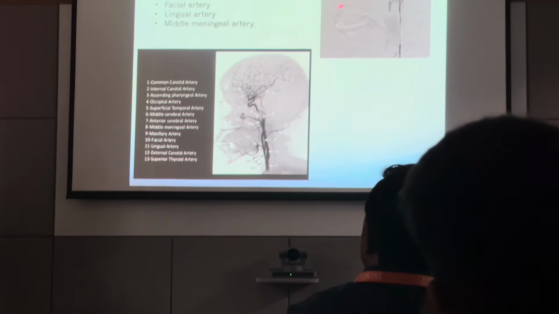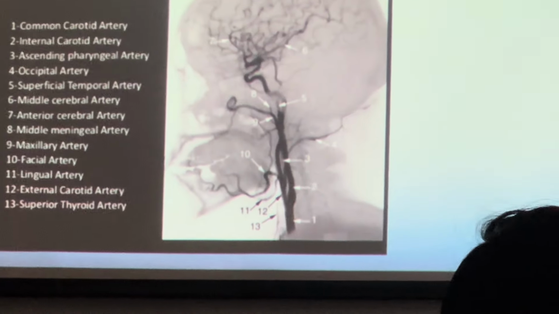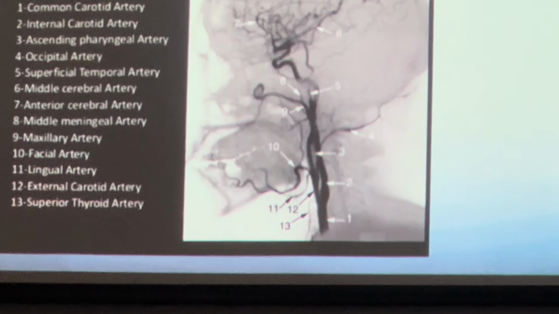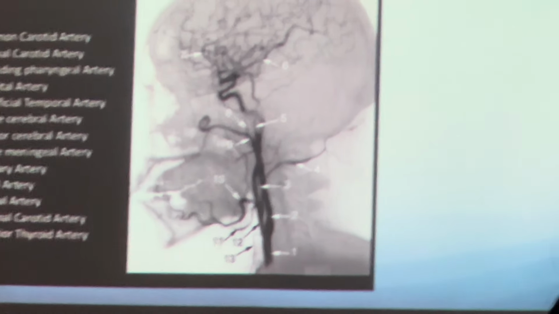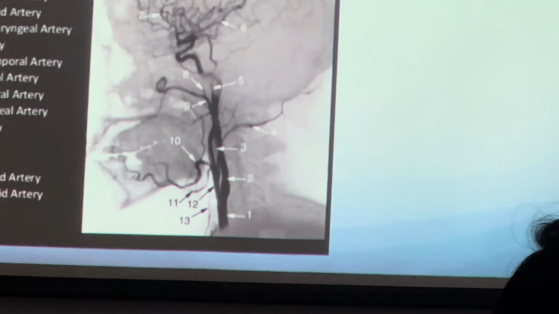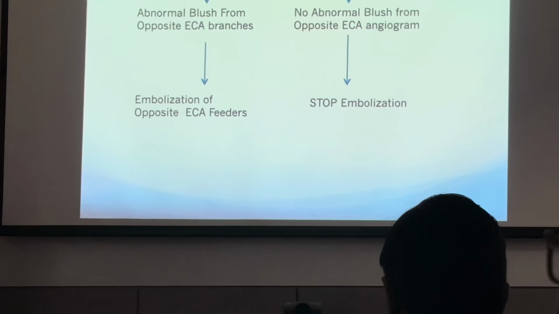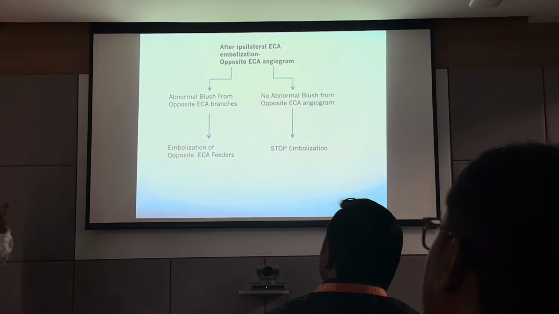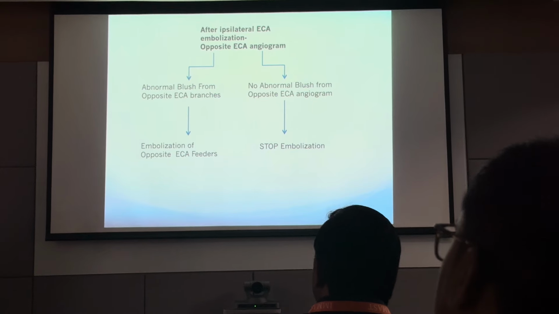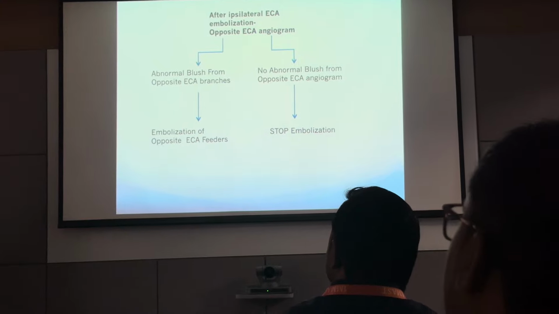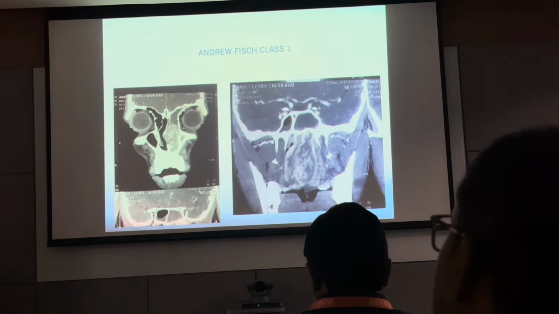We'll see all these branches. If there is abnormal blush, we'll again enter into this particular one, maybe the ascending pharyngeal, and we'll embolize that. Now once the ipsilateral side is done, it's not over. We have to go to the opposite side, because like pelvic blood supply, you know that the facial supply could be from both external carotid arteries. So we check it from the opposite side. If there are feeders, again selectively enter into those feeders and embolize them, and then the job is done.